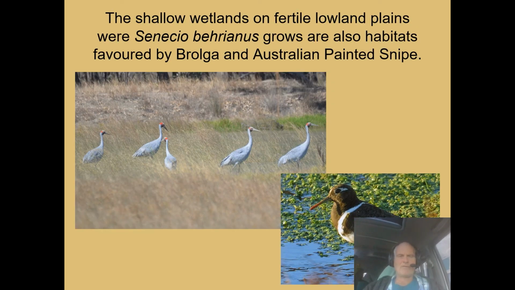So these sort of habitats, these shallow wetlands on fertile lowland plains where the Senecio berrianus grows, there's lots of threatened species that live in those sort of wetland types. So things like brolgas and Australian painted snipe also favour those kind of habitats.